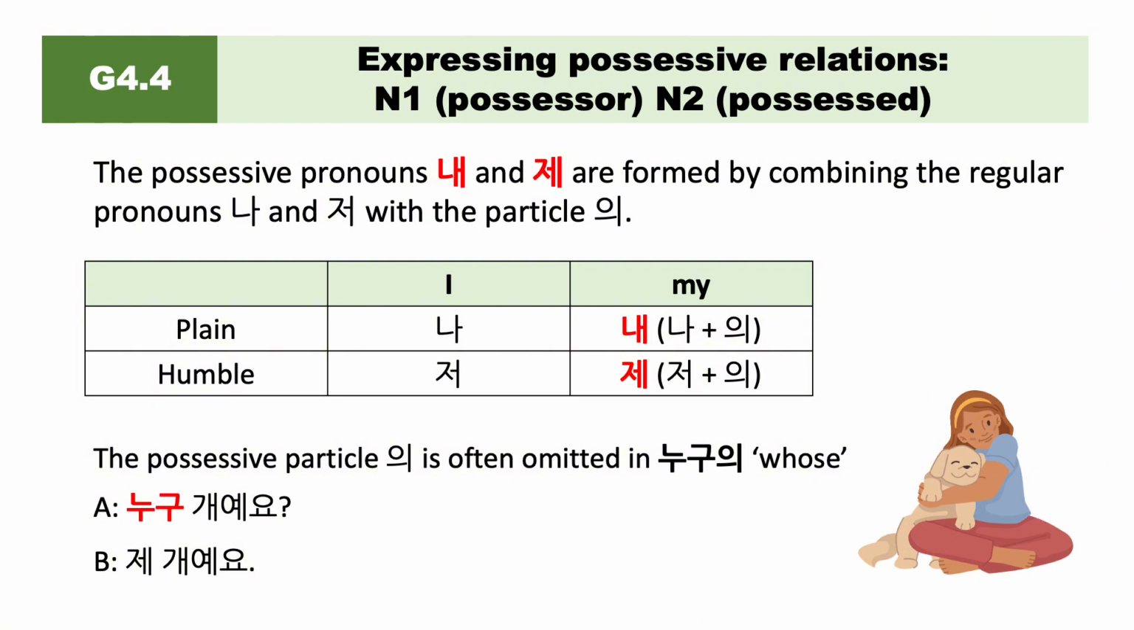The possessive pronouns 네, and 제, are formed by combining the regular pronouns 나, and 저, with the particle 의. 누구 개예요? 제 개예요.